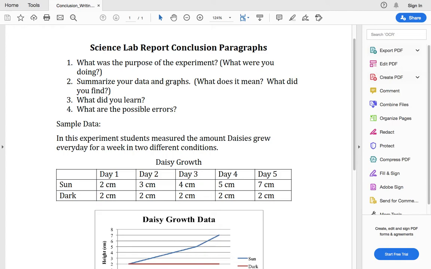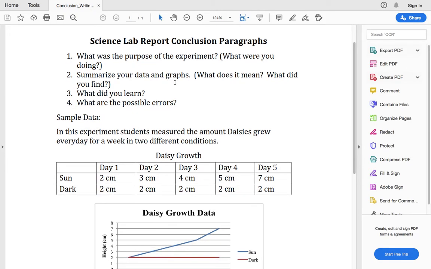Okay, so that just deals with the hypothesis and the purpose of doing the experiment, the kind of data that you got, and what you learned. Lots of different possibilities there. And number 4 are what are possible errors in the experiment. What could have gone wrong? What could have given you bad data? So those are the 4 things that I will always look for in a conclusion statement.